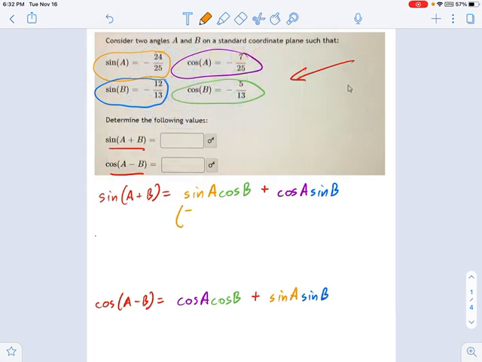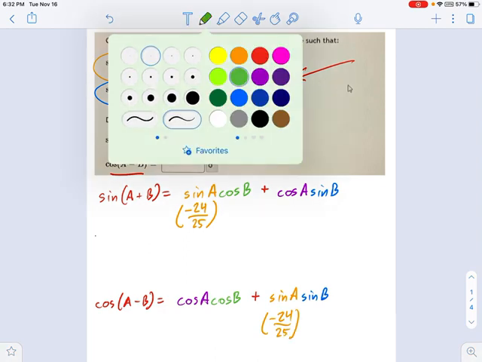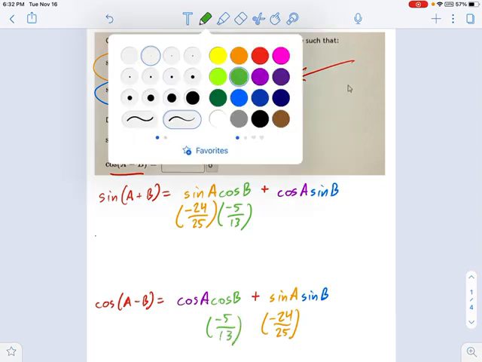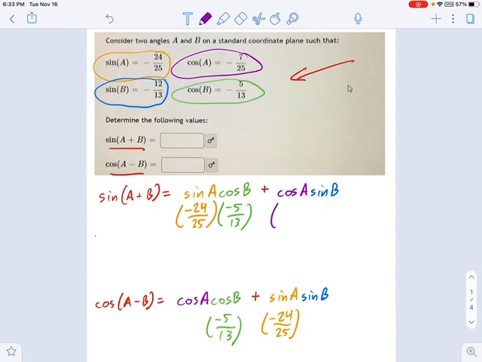Okay, I take negative 24 over 25 as my sine of A. And let's just plop that down here while I'm at it, so I don't have to change pens quite as much. And cosine of B, what is that? Well, that's negative 5/13. I'll just put that down here. And what else do we have? Cosine in purple. That's cosine of A. That's negative 7/25. And I'll put that over here. And sine of B is our last one. That's going to be negative 12 over 13.